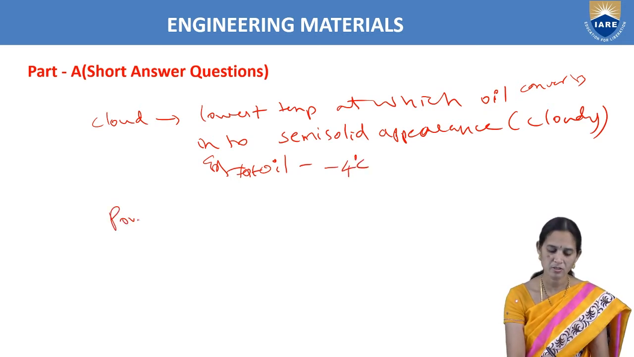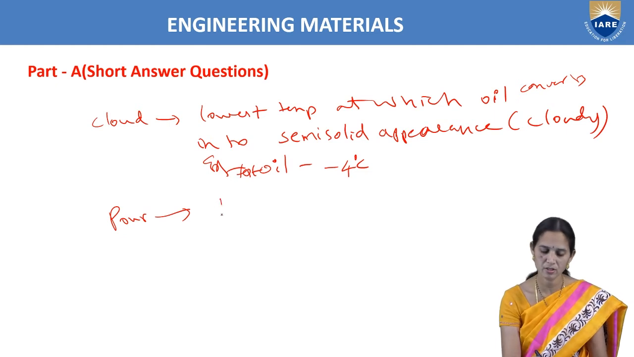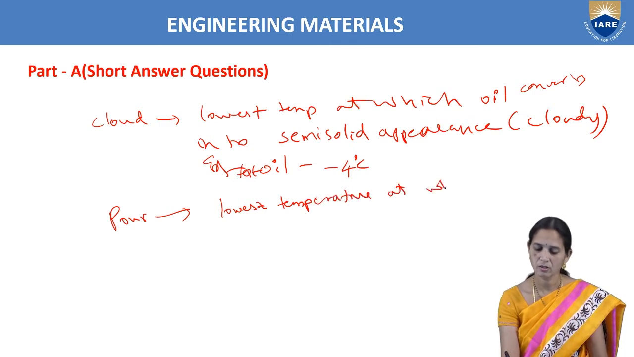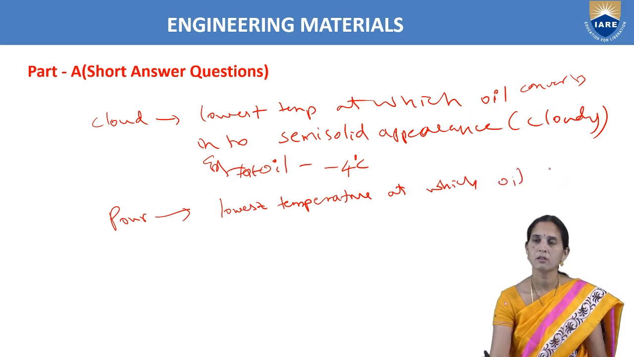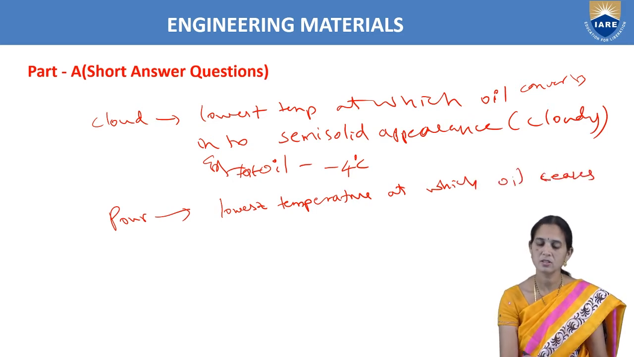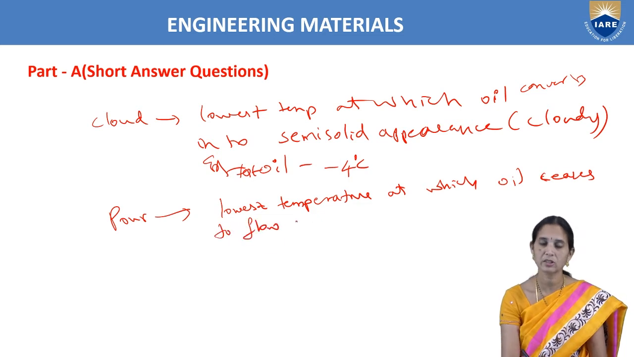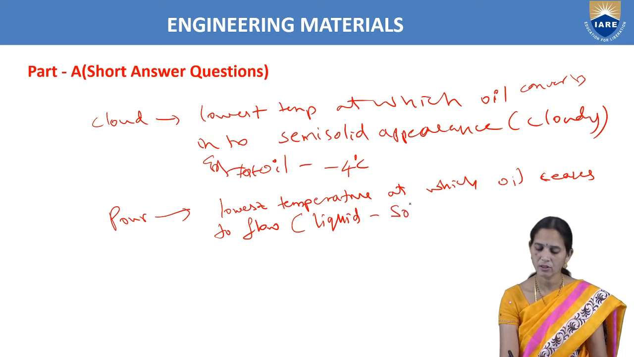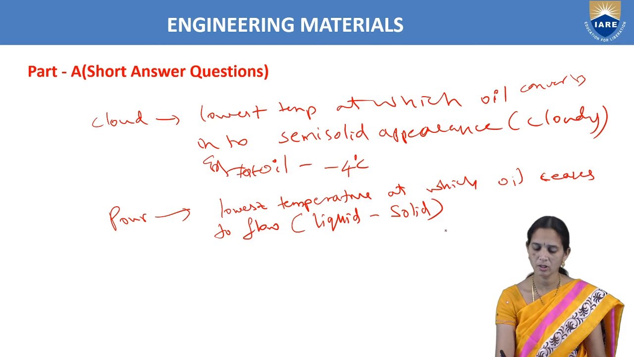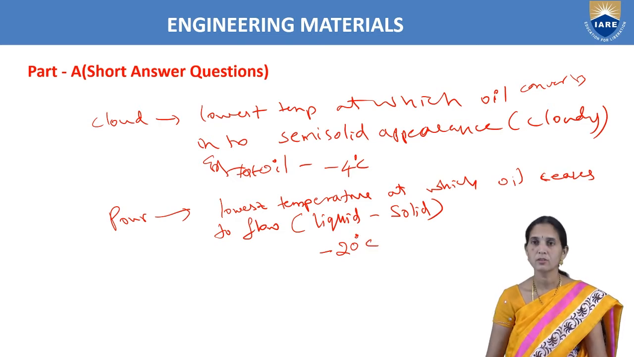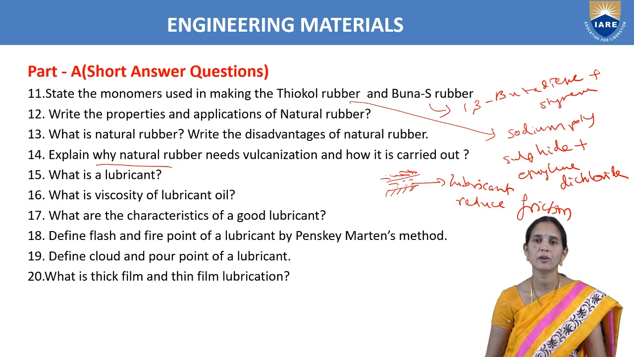So what is pour point? Pour point is the lowest temperature at which oil ceases to flow. Nothing but the liquid completely converts into solid. For example, if you get minus 20 degrees centigrade, that is the pour point. So we have to write define cloud and pour point of a lubricant.